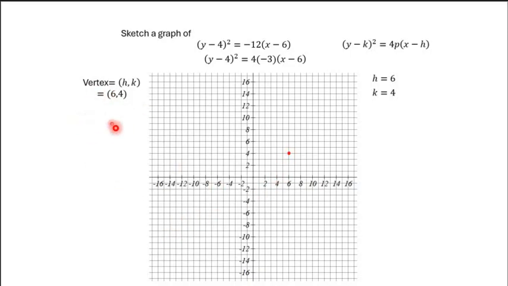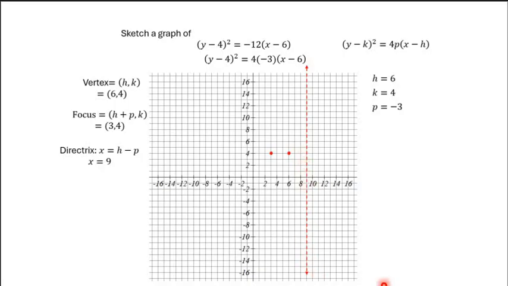From that vertex, if I identify the value of p, which in this case I see p is negative 3, I can find the focus and the directrix. If I go p units along the axis of symmetry, I will find the focus. So from this point, I have to go negative 3 units along the axis of symmetry, and that's where I'll find the focus. So the focus is the point 3, 4. If I go 3 units in the other direction, 1, 2, 3, I will find a point that's on the directrix. So the directrix in this case is the line x equals 9.